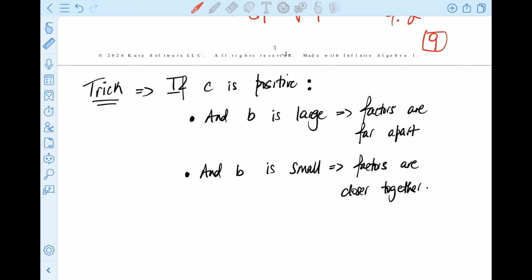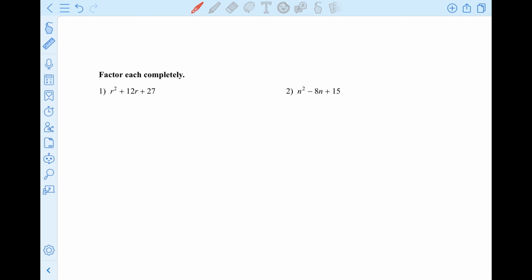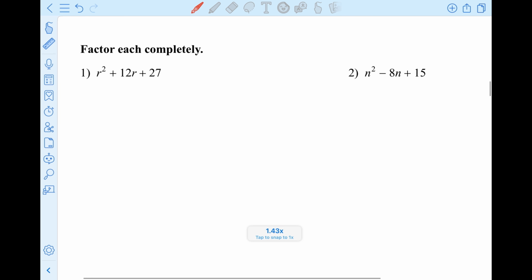Okay. Another trick, and these don't make any sense to us now, but when we get to a problem, I will come back to these tricks, right? If C is positive and B is large, then the factors are far apart. And if B is small, then the factors are closer together. Okay. So I'm going to look at some examples and keep coming back to these. Now, the ones you are going to like are ones where everything is positive, because it's just better when everything is positive.